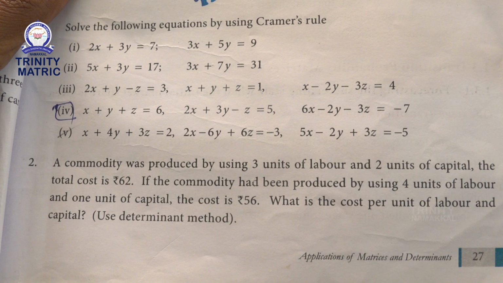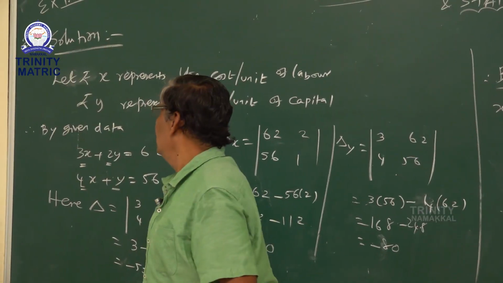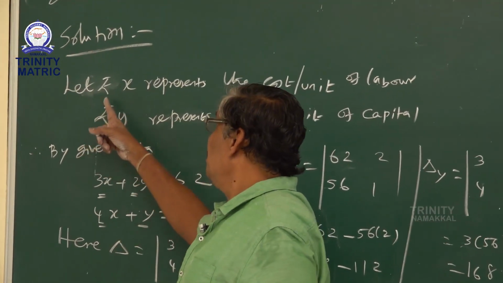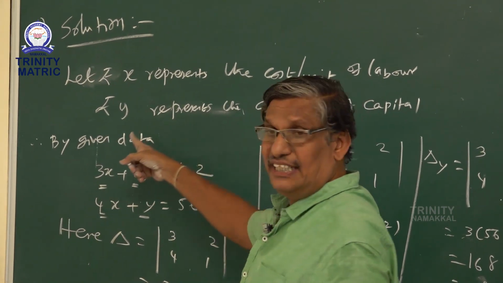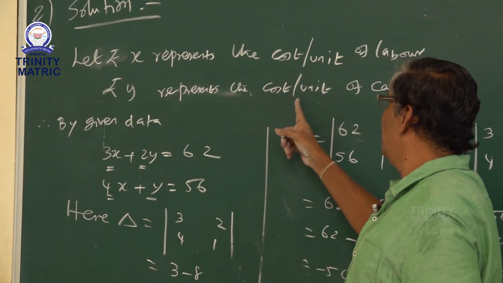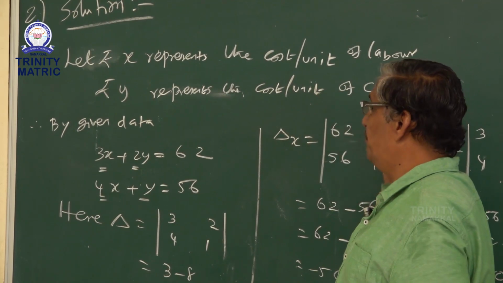We have to find the cost per unit of labor and capital by determinant method. The determinant method is another name for Cramer rule. That is the given question. Now we have to go for the solution. What is the solution for that? We have to assume, let x represent the cost per unit of labor. Likewise, y represents the cost per unit of capital.